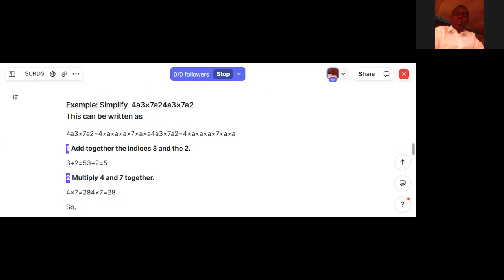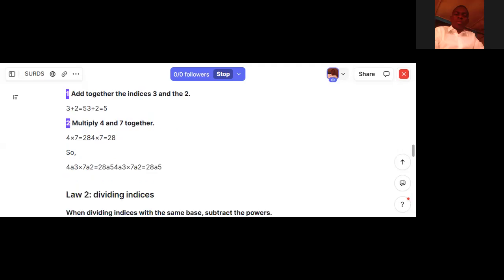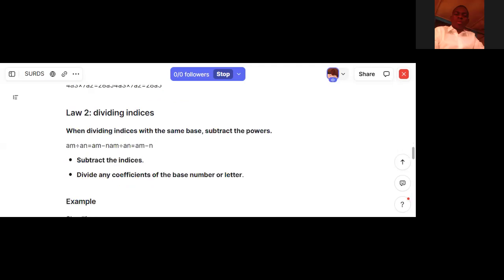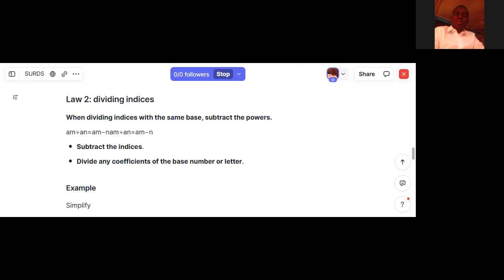Okay, I think there's a typo error in that example. Hopefully all the examples will be sent to you, for clarity. All right, the platform doesn't support some of the notations in arithmetic. There's no platform, so we have to make do with what we have. Now we see dividing indices.